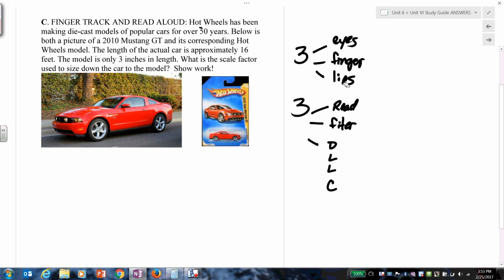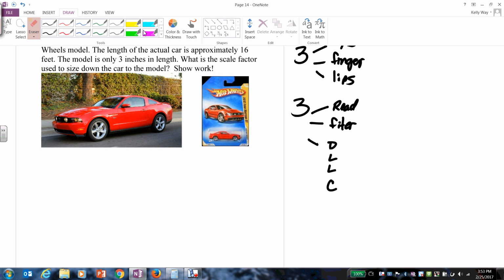Should have done that with 3 body parts: eyes, fingers, lips. Now 3 times. That was read. Now we filter.